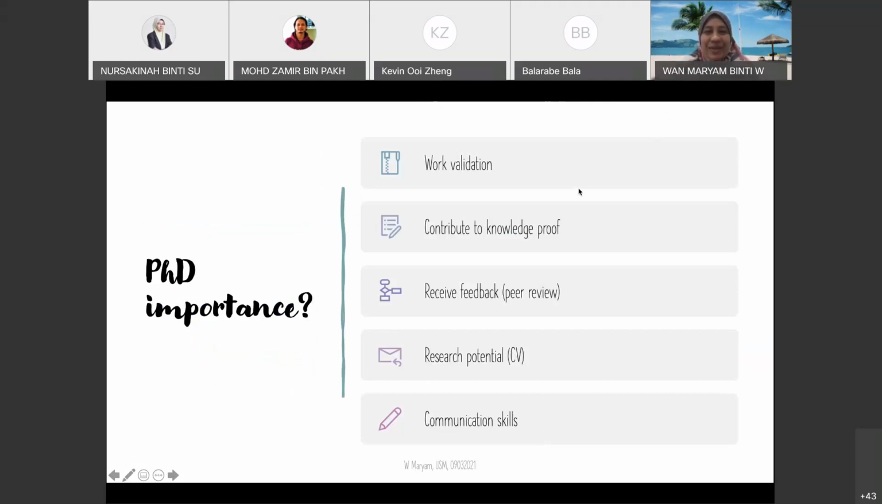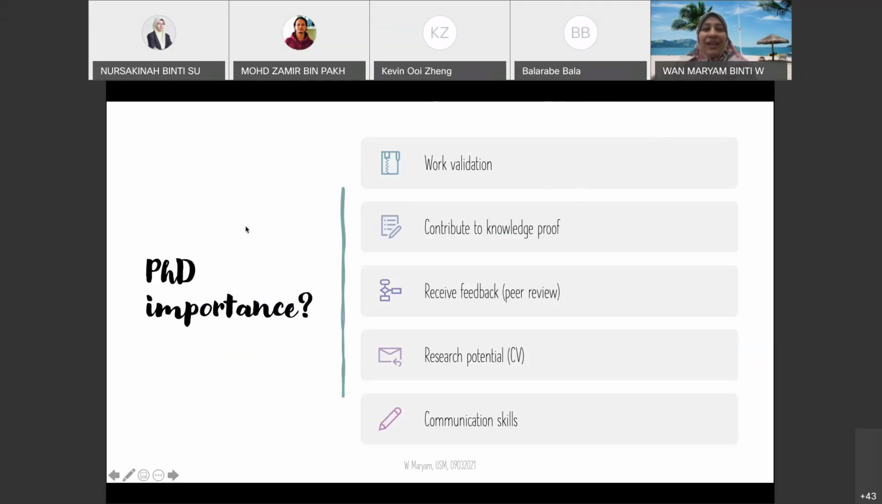All right, so the importance is it validates your work. It contributes to the knowledge, so that's the proof of your contribution. The moment you have a publication, inshallah, your PhD will not be such a problem, because you already have that contribution to knowledge that you have put in paper. You have it in black and white.